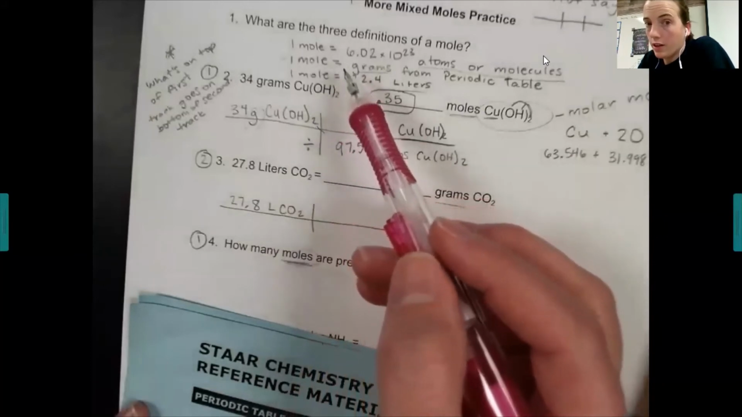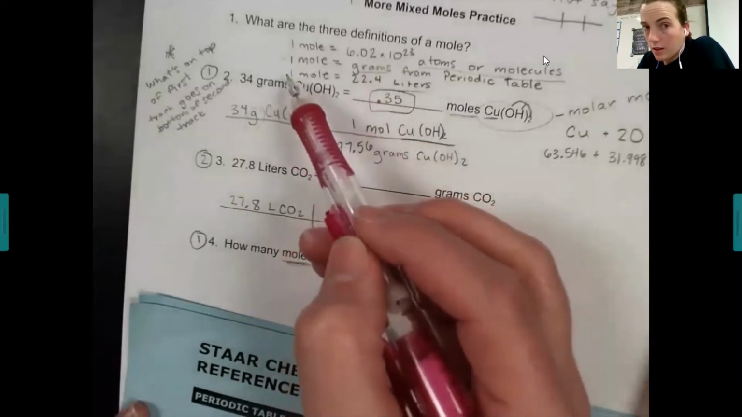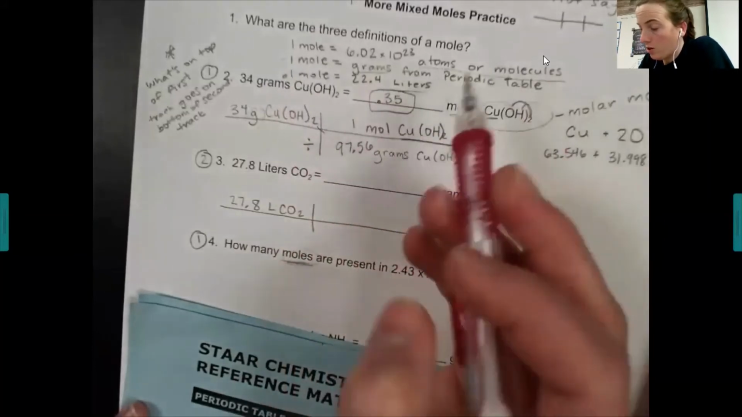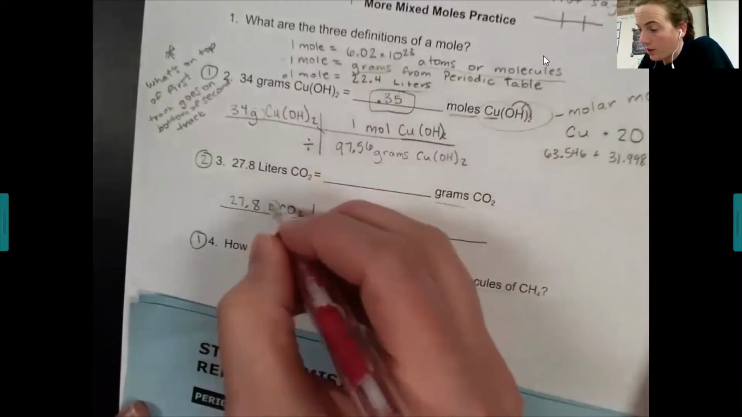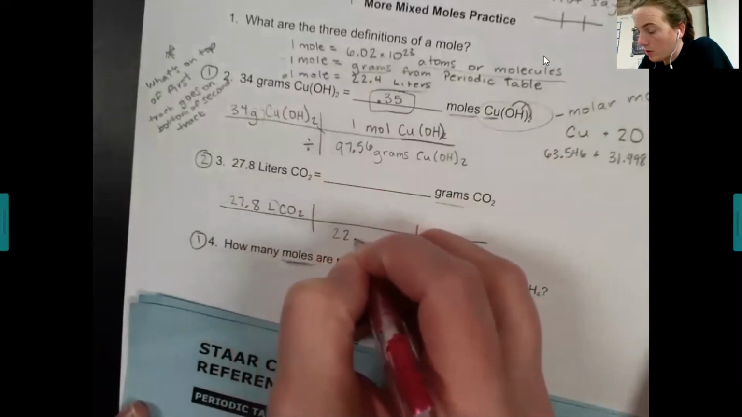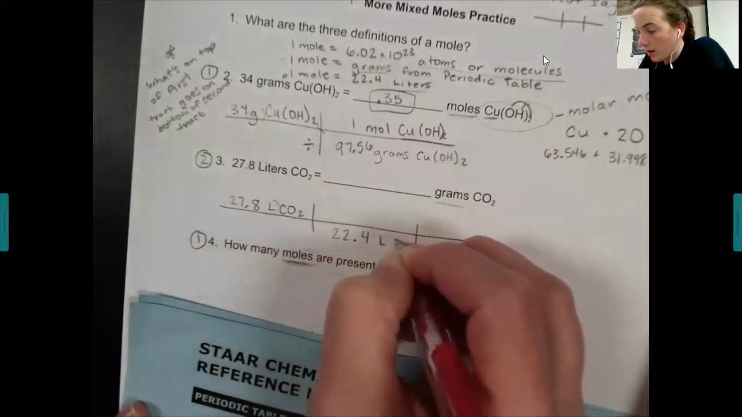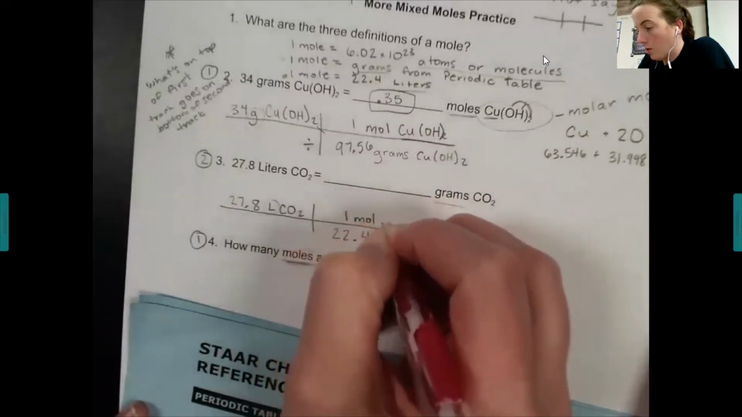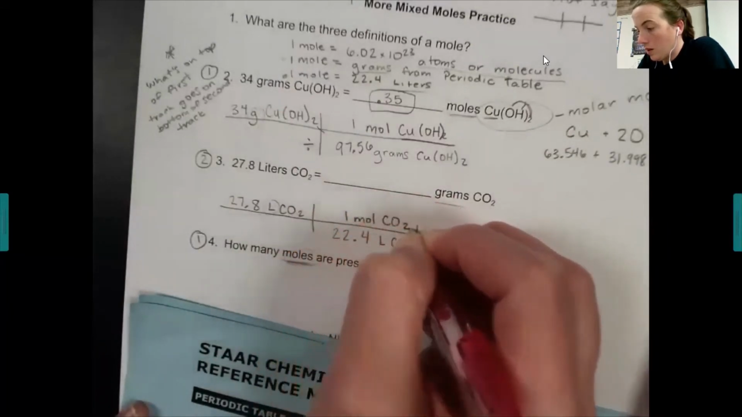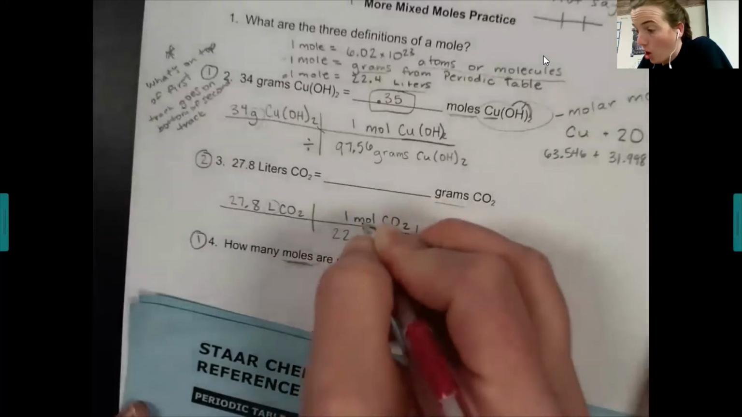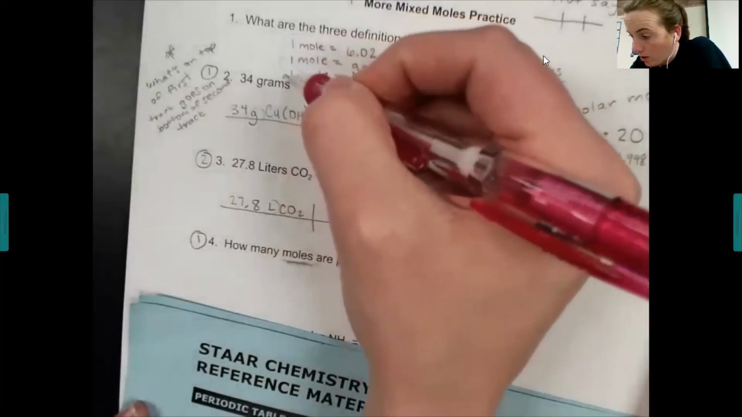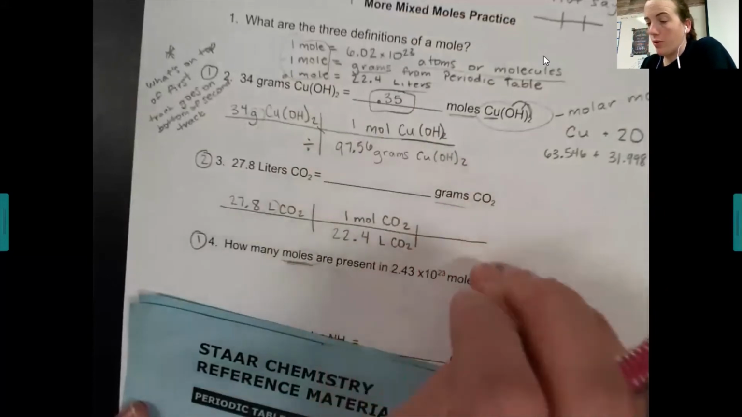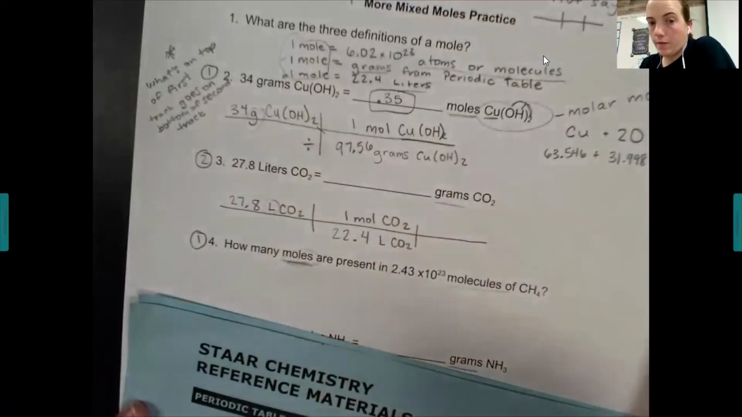Okay, so to convert liters to moles, I need to look at my definitions. Which definition has liters in it? This last one right here. So 1 mole is equal to 22.4 liters. If I have liters right here, then I'm going to put 22.4 liters on bottom. And then I'll put the 1 mole on top. See how these all say 1 mole? That's always going to be 1 mole when you're doing one of the extra tracks.